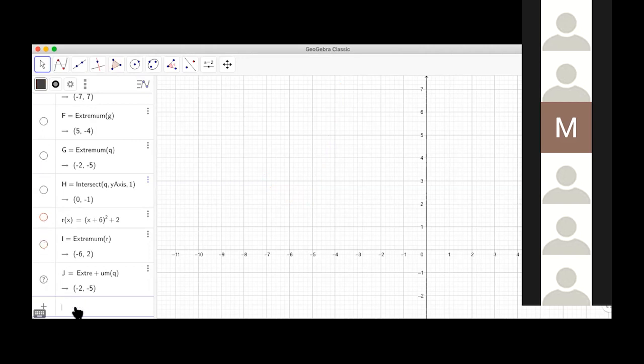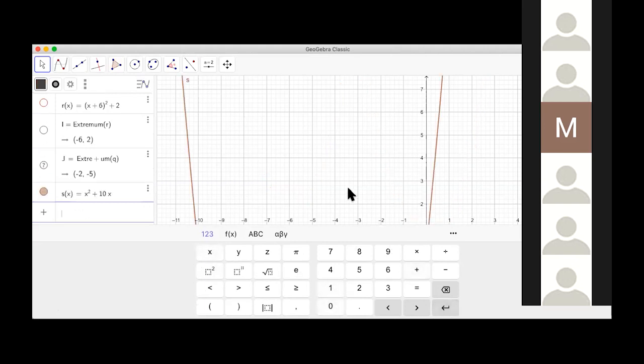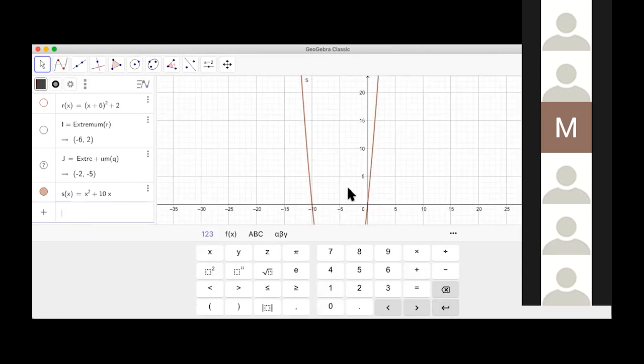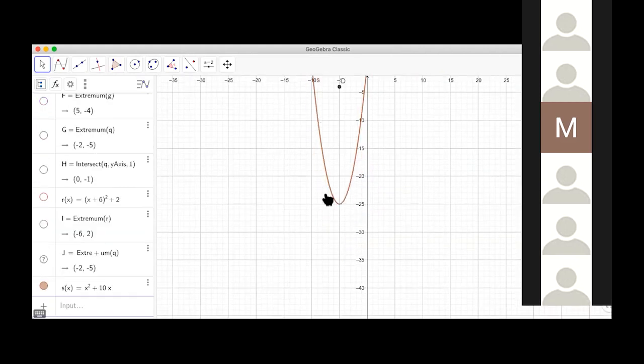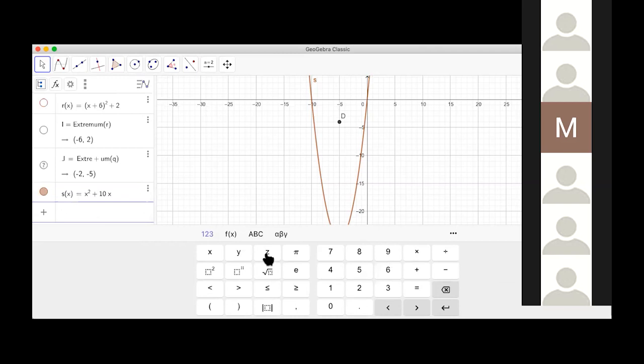So let's put here x square plus 10x. Enter. And that makes it a little bit big, smaller. Oops. All right. Now we go to graph the other one.